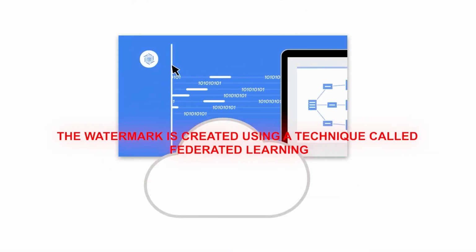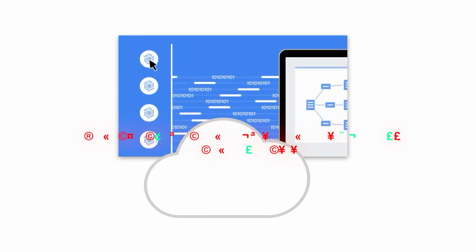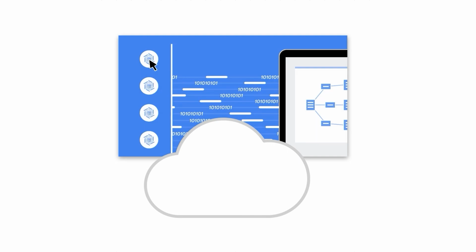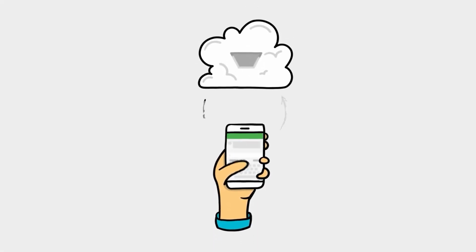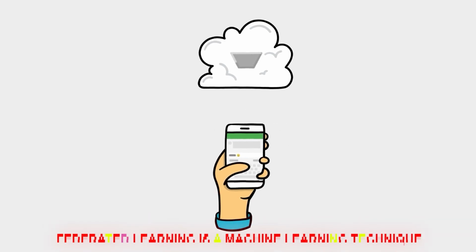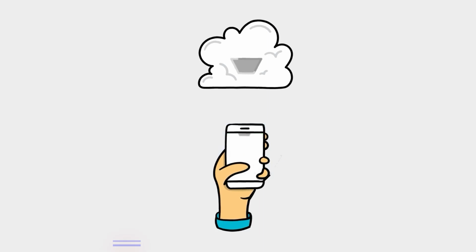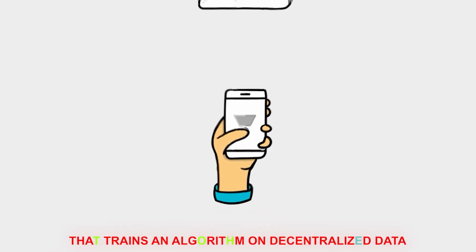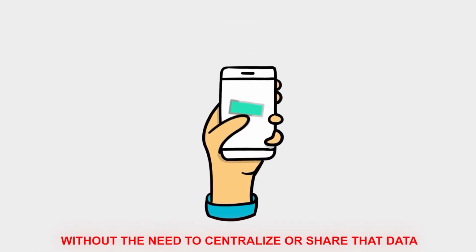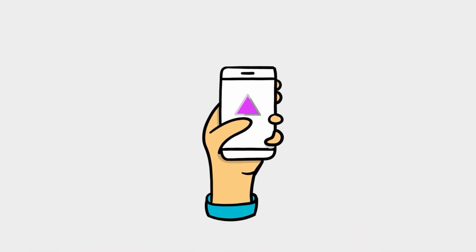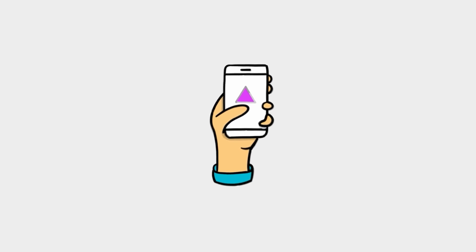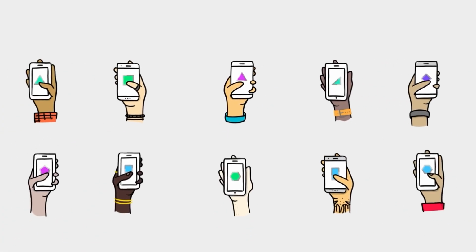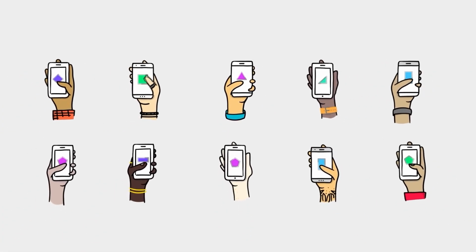The watermark is created using a technique called federated learning. If you haven't heard of the federated learning technique before, let's get a bit technical here and let me explain this. This will certainly be something you can impress your friends with tomorrow around the water cooler. Federated learning is a machine learning technique that trains an algorithm on decentralized data without the need to centralize or share that data. This means that businesses can use AI to make better decisions without sacrificing data privacy and risking breaching personal information. A generic baseline model is stored at the central server.